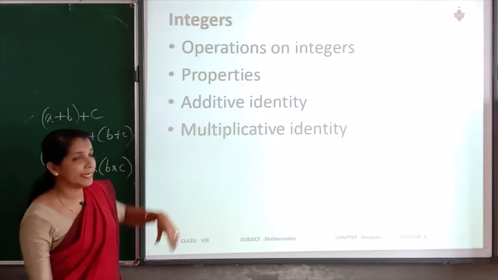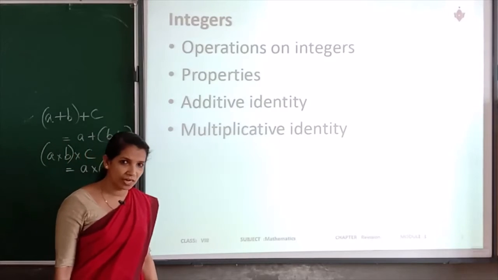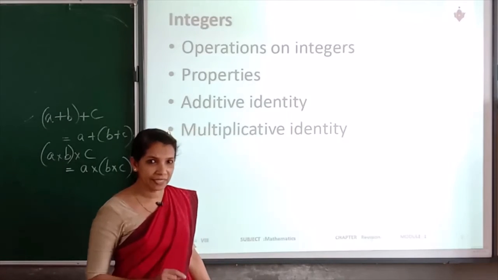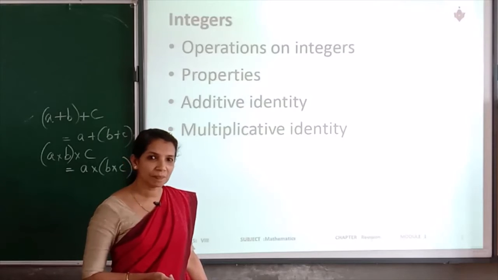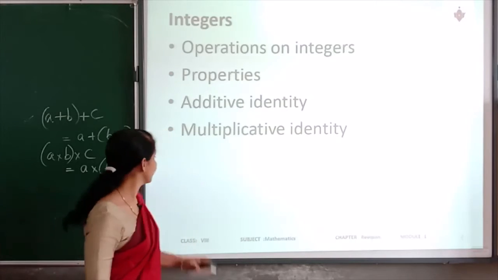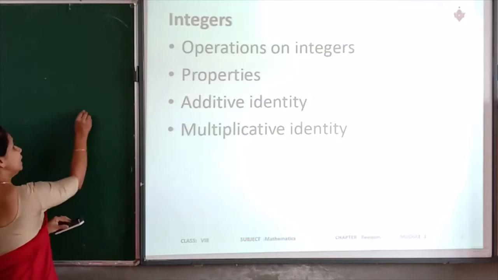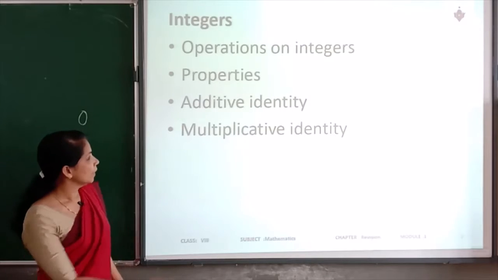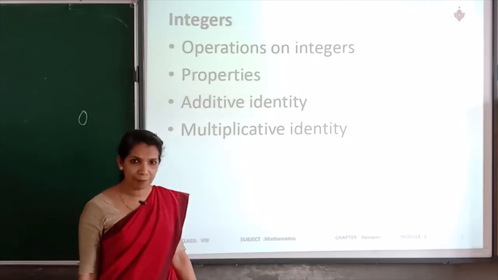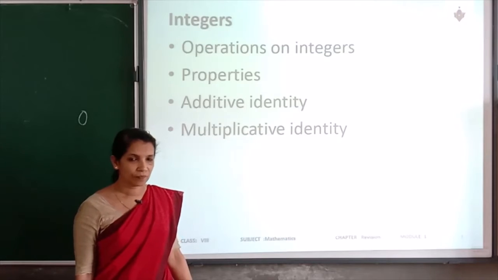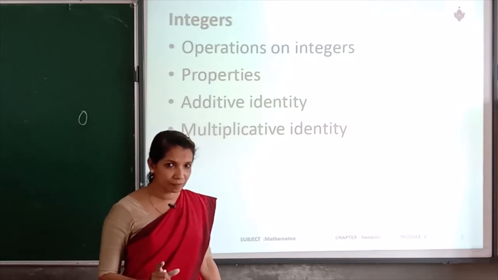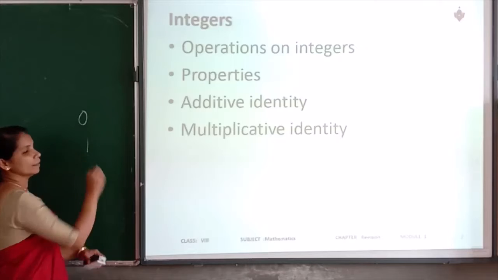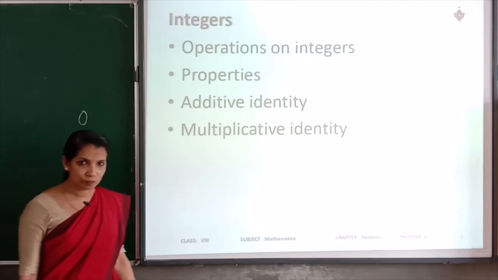Move to the next, additive identity. Which number is called additive identity? Yes, 0. When you add any integer to 0, you will get the same integer. So the integer 0 is called additive identity. Next, multiplicative identity. Which number is called multiplicative identity? When you multiply any number with 1, you will get the same number. So the integer 1 is called a multiplicative identity.